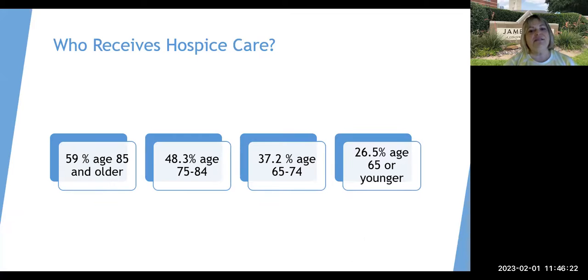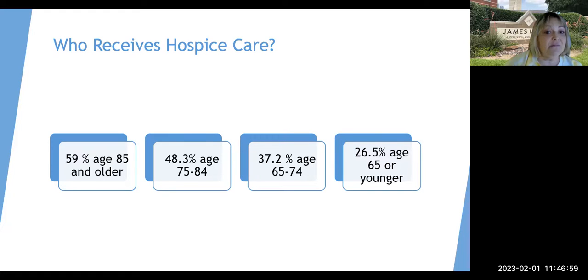Let's look at the ages. This was some more numbers that changed. Most people think that hospice must be with people that are much older, but people die at every age. We've got to remember that. 59% of people over the age of 85 die on hospice care. About 48% between 75 and 84, 37% between 65 and 74. But this number really jumped this past year. 26.5% of people on hospice are under the age of 65.